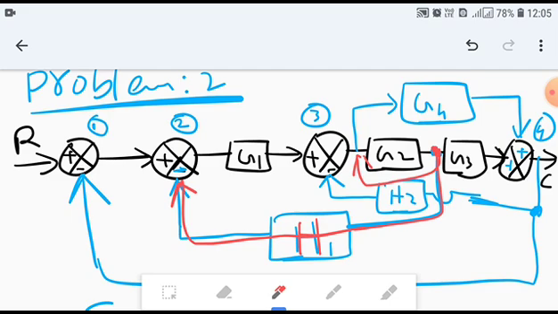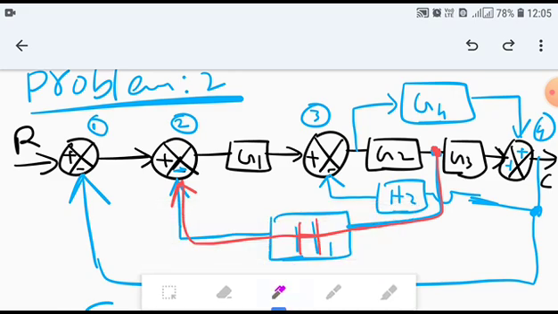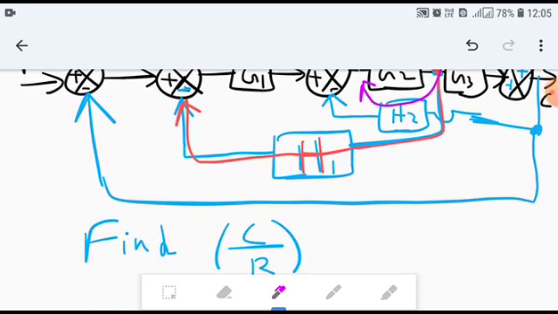if you move the takeoff point, then G2 G3 comes in series, and that will be in forward path with G4. So overall these 3 will be simplified, that is G2 into G3 plus G4. So we will be shifting this takeoff point from between G2 and G3 to ahead of G2. So first you have to observe the block diagram, then you have to do the adjustments.